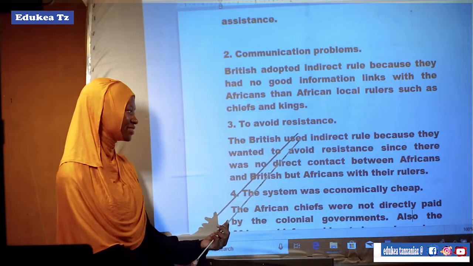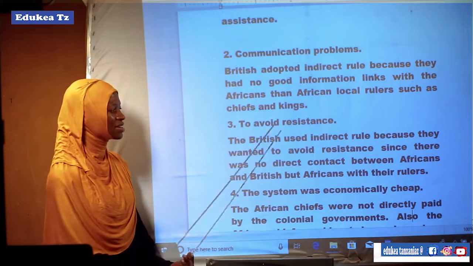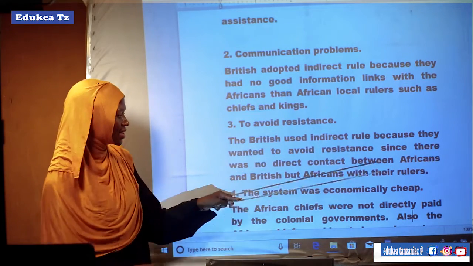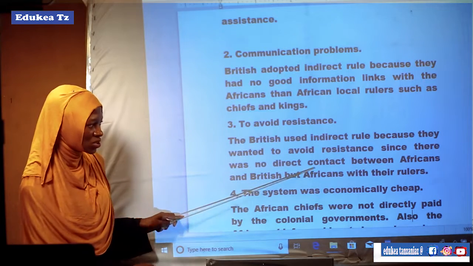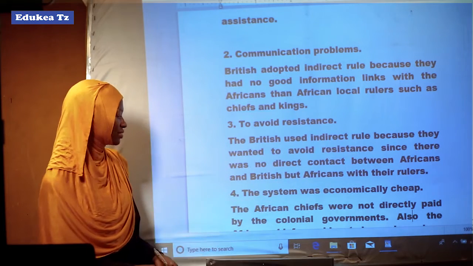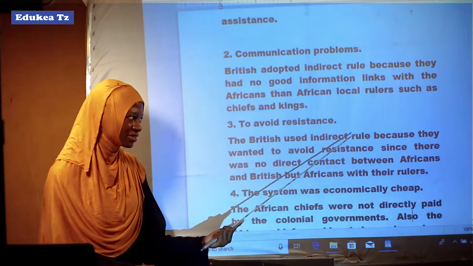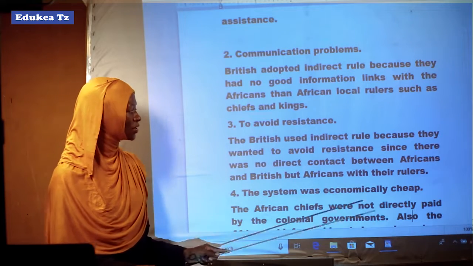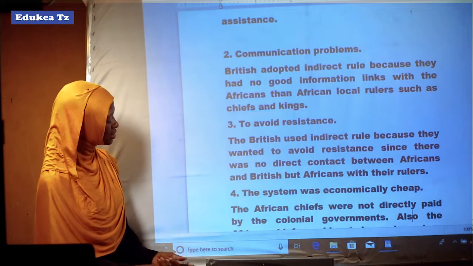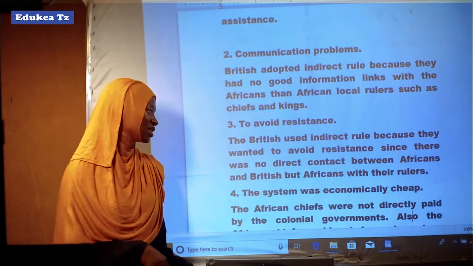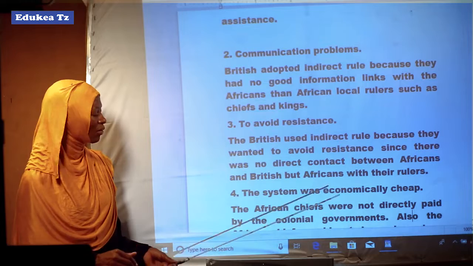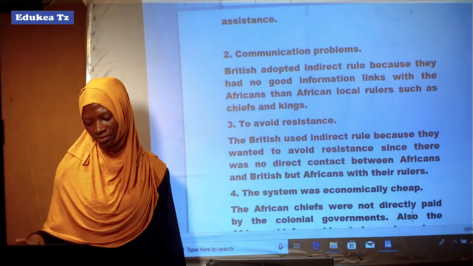Another is to avoid resistance. The British used indirect rule because they wanted to avoid resistance, since there was no direct contact between Africans and the British, but Africans with their rulers. In order to avoid resistance, the British government decided to introduce indirect rule, since African rulers had direct contact with their people, as compared to British governors.